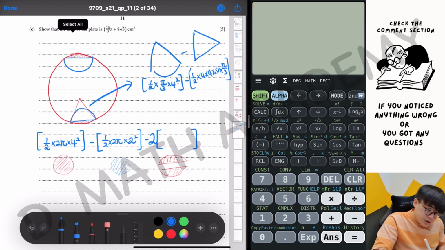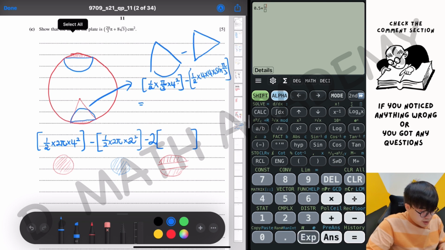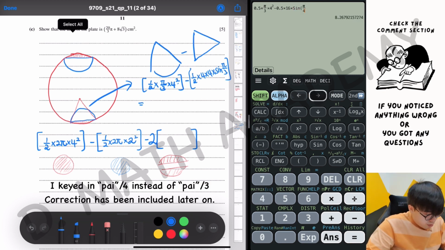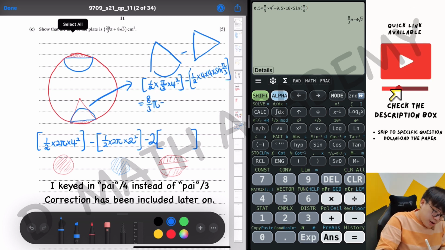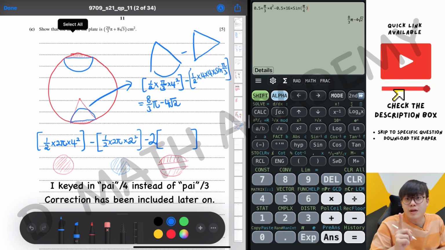So let's run the calculation and see what we get. 0.5 times pi over 3 times 4 squared minus 0.5 times 16 times sine pi over 4. So one thing to take note, this is in radian mode. So we actually get 8 over 3 pi minus 4 square root 2 for 1 of it.